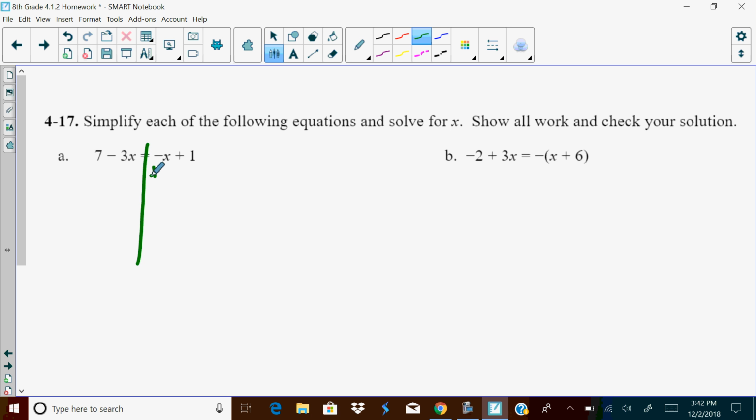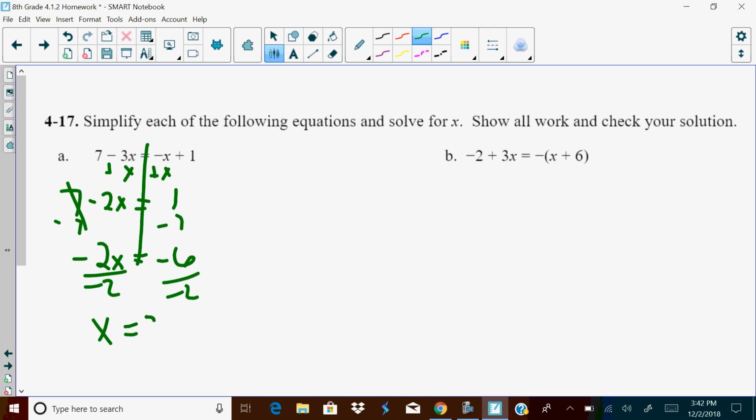Problem number 17, simplify each of the following equations and solve for x. So I'm going to add x to both sides. So I get 7 minus 2x equals 1 minus 7. So I get negative 2x equals negative 6. Divide by negative 2. So I get x equals 3.